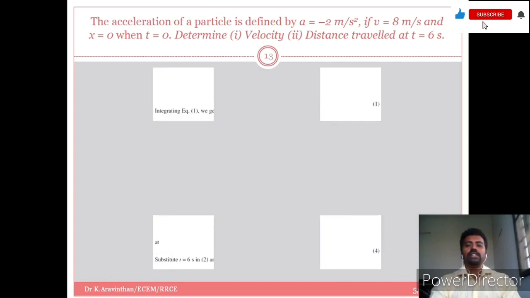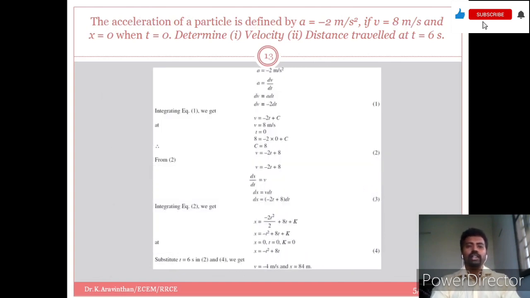So next we shall solve another problem. Here the acceleration of a particle is given as minus 2 meter per second square. The unit of acceleration is meter per second square. Why? Because the distance is being differentiated twice. So that is why second square is the unit, and the velocity is 8 meter per second, and the distance x is given as 0 and time is 0.